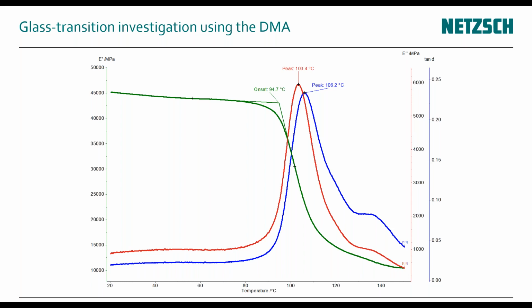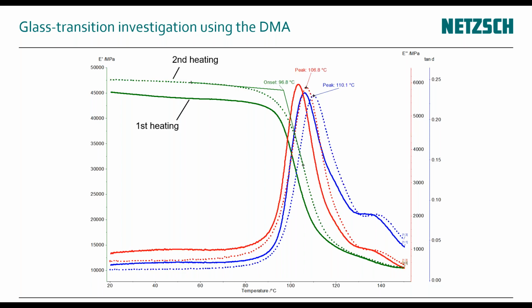So this is what the glass transition of a composite material looks like in a DMA measurement. Interestingly enough, this already shows that we lose stiffness of the material by a factor of 5. So this is very, very significant. This is not just a small step like you see in a DSC, but a large step.